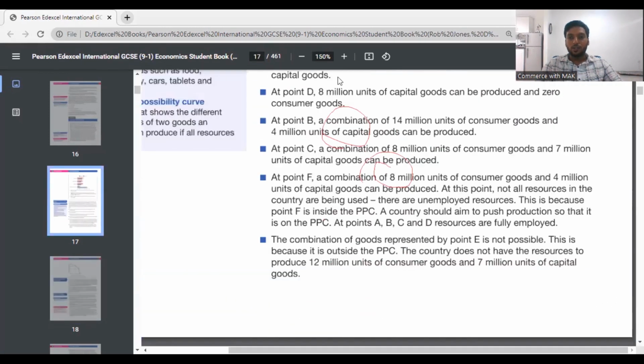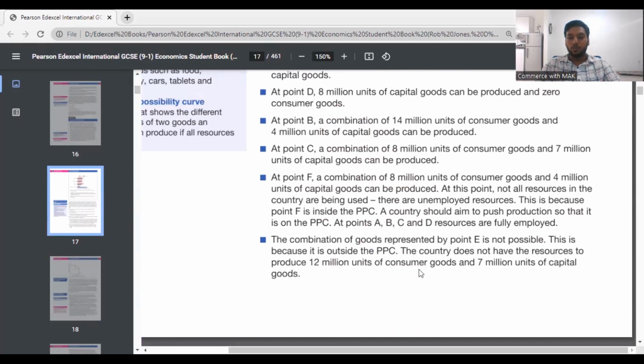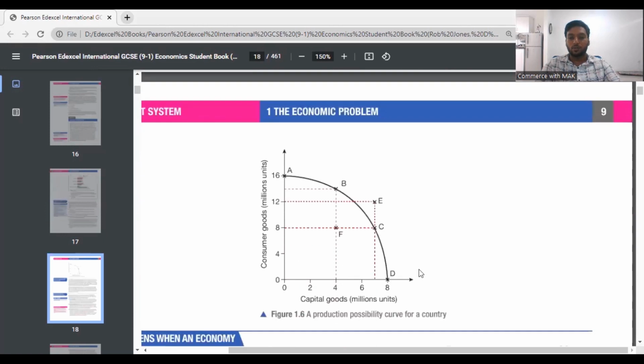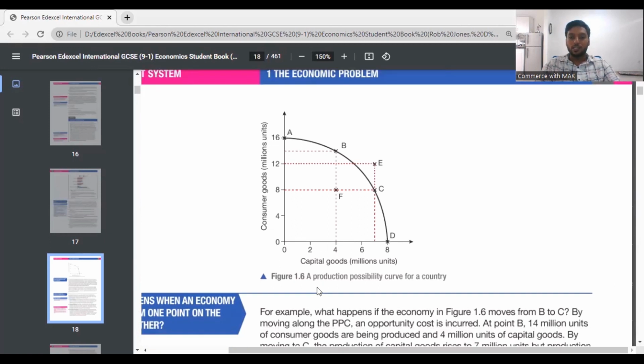And you can see here what they have given. The combination of goods represented by point E is not possible. This is because it's outside the PPC. The country does not have the resources to produce 12 million units of consumer goods and 7 million units of capital goods. So if they are producing at 12, practically they can't achieve 7. They can only produce 8 million. They can produce at 7. So this is not practically correct. That's what they're trying to mean.